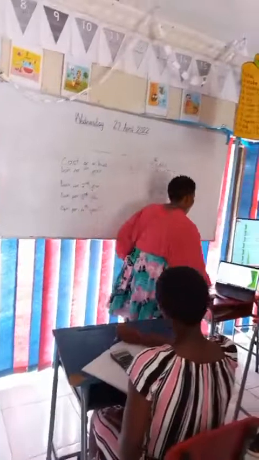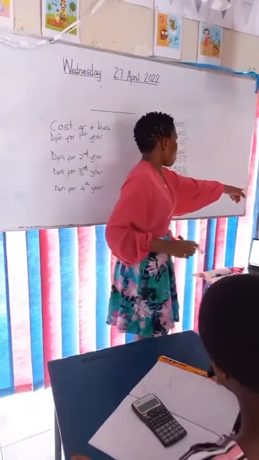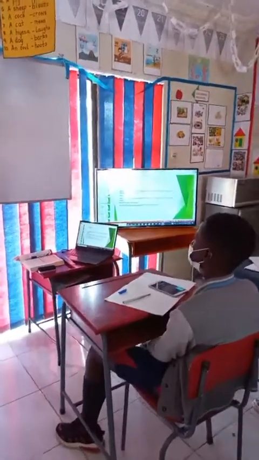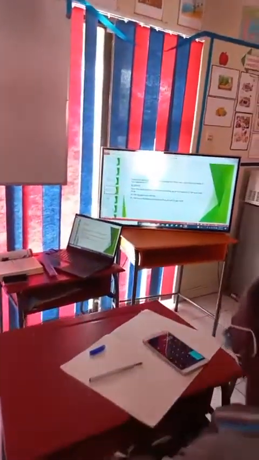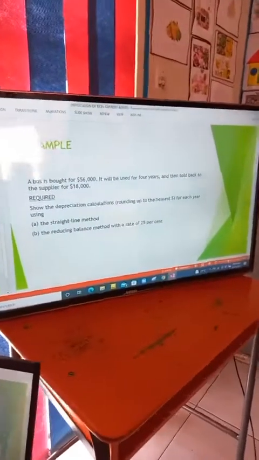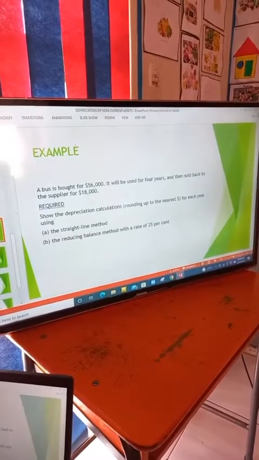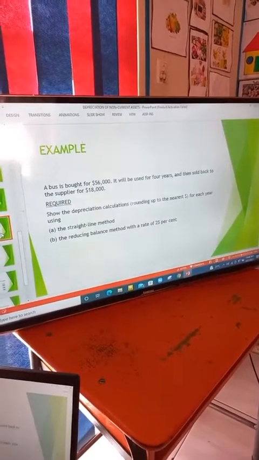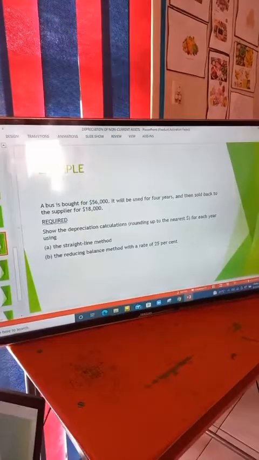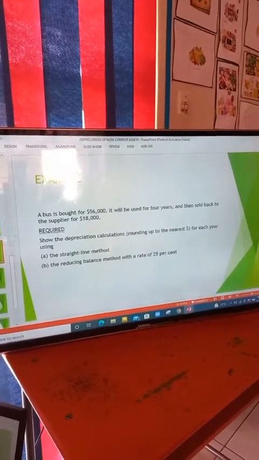If we go back to our question, we will see there: a bus is bought for 56,000, used for 4 years and then sold back to the supplier for 18,000. Which means at the end, we must come up with our disposal value. Are we together? Yes. So 18,000 is our disposal value. That is calculating depreciation using the straight line method. Now we want to move on to calculating depreciation using the reducing balance method.